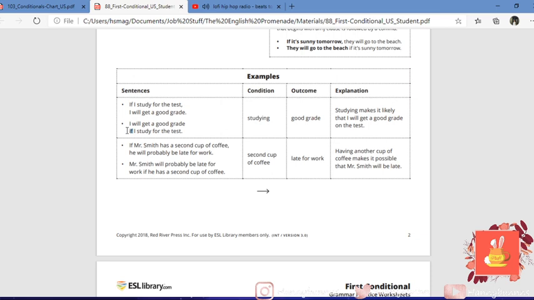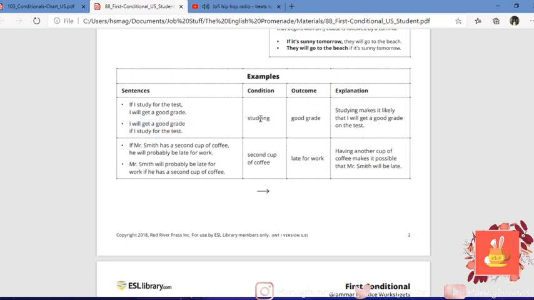And another thing I want to point out is to watch out where the comma is. Usually if you're stating the cause, the clause, then you put the comma after that statement. If I study for the test, comma, I will get a good grade. But if you flip it, notice there's no comma there at all.